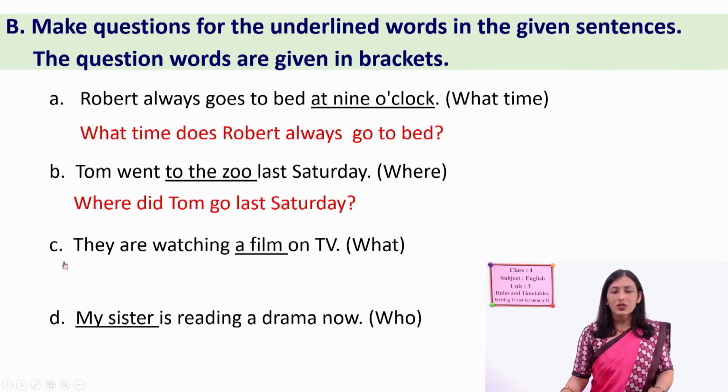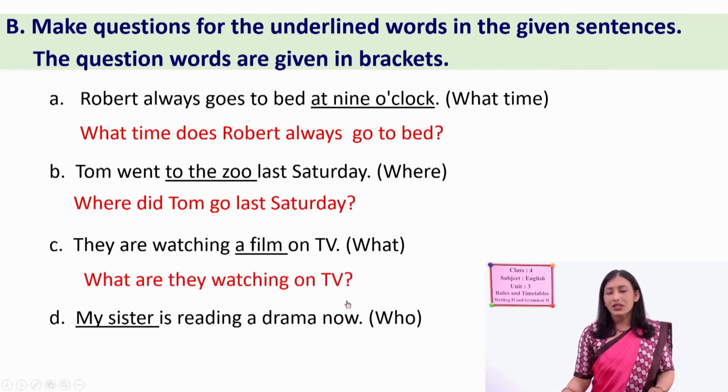In the same way, number C, they are watching a film on TV. You should make what question? Start with what. And there is an auxiliary verb, so it is easier for us. So, what are, and what is the subject? They. Good. Watching, and delete this one in the question. Right, on TV, and a question mark at the end. Yes? What are they watching on TV?